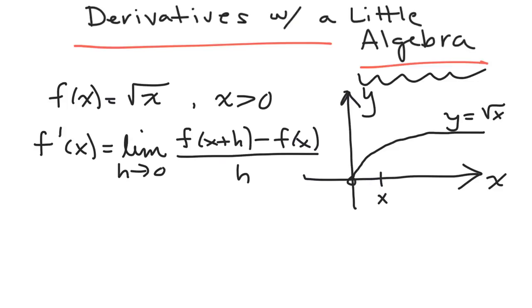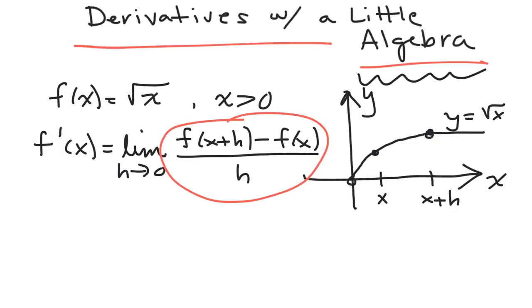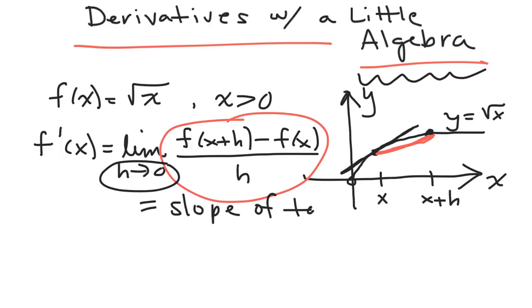If this is x, and this is x plus h, then that's f of x plus h, and that's f of x. And these quotients here are none other than slopes of secant lines that connect points nearby on the curve. However, when we let h go to 0, these lines get closer to this line that we call the tangent line to the curve. And the derivative, of course, is the slope of that tangent line.